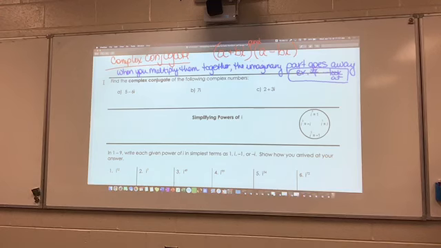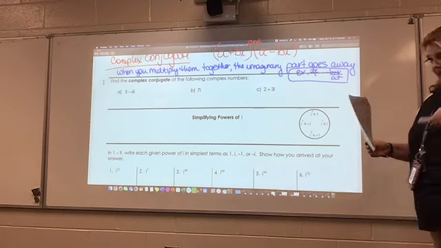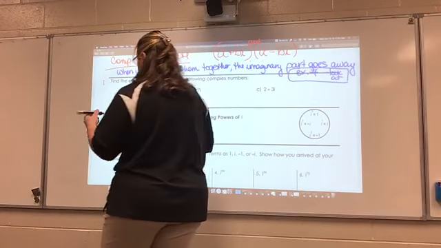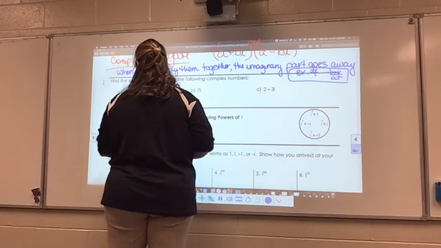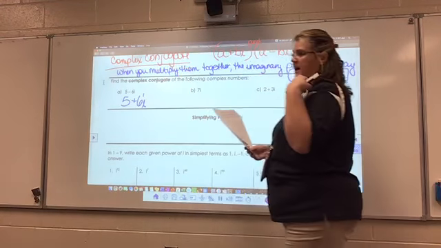Okay? What would be the complex conjugate for A? 5 minus 6i. That 6i in the example is negative, right? So what is the opposite of that? We've got to make it positive. So 5 plus 6i would be the opposite of that.